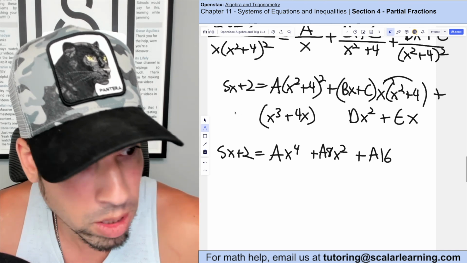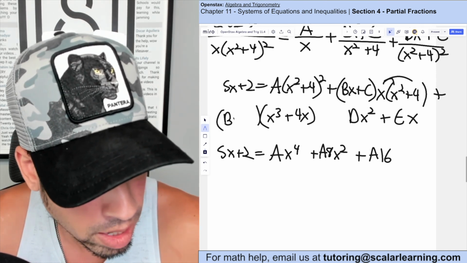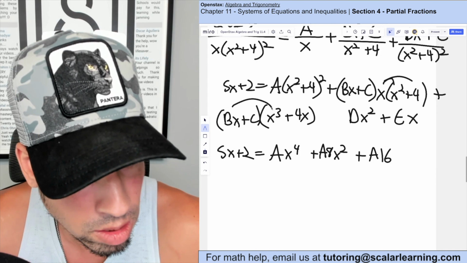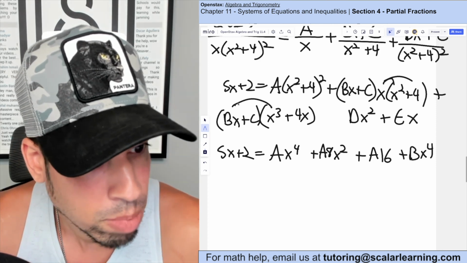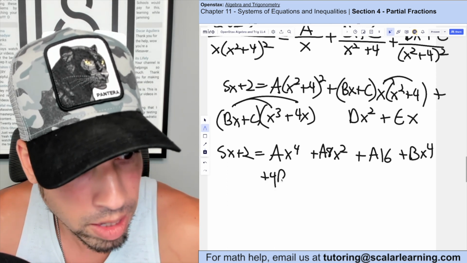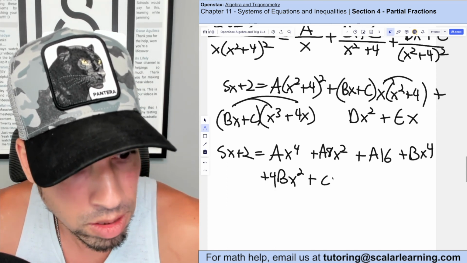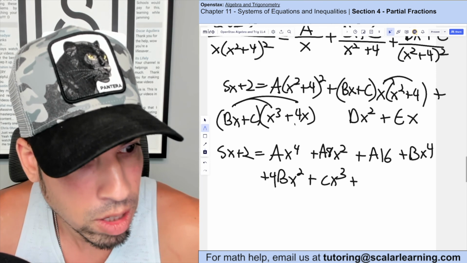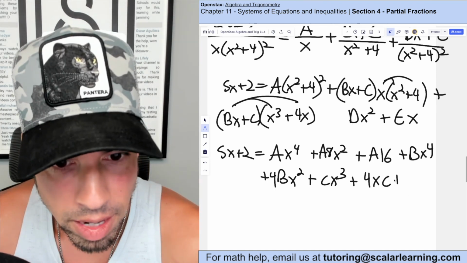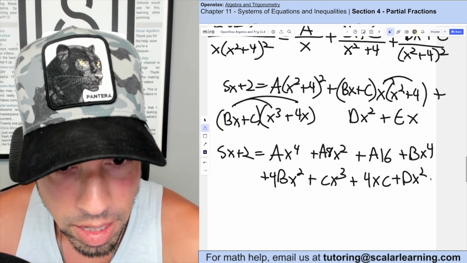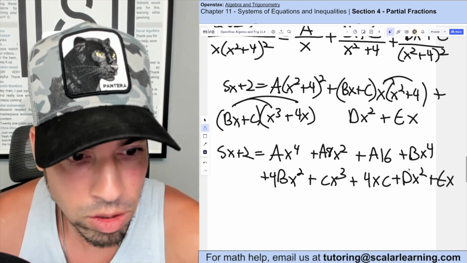And then we're foiling that against bx plus c. So we got to write these out. Then I have bx to the 4th plus 4bx squared plus cx cubed plus 4xc. And then we've got the dx squared and ex. Okay, great. Now we can start to kind of look at everything.